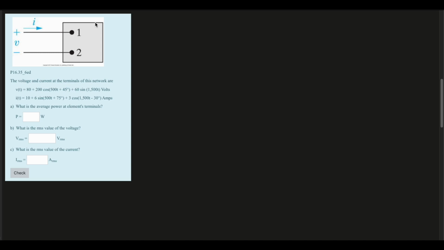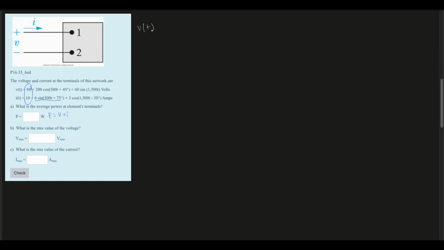Voltage and current at our terminals for this network, VT and IT, we're asked what is the average power at our element's terminals? Well, to find the average power, we're going to have P is equal to, and we know P is equal to voltage times current, right? That's if we just had something like these two. But now for the rest of these, we have a sine or cosine. So what we're going to need to do is actually rewrite this so that it's all in terms of cosine.